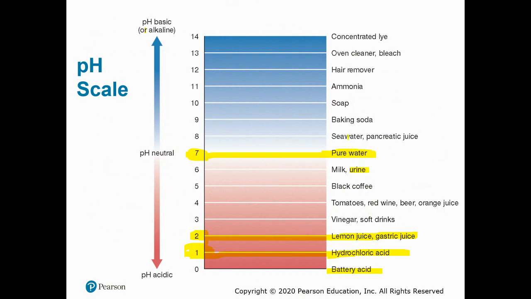Why don't they put blood in here? So blood is just above pH of 7, right? Pancreatic juice is slightly more alkaline. And then you can go on and on and on and up. Bleach, right? Very basic. Concentrated lye, perhaps the most basic.